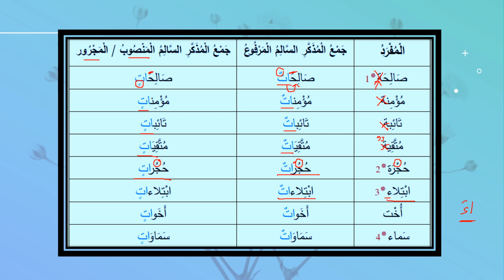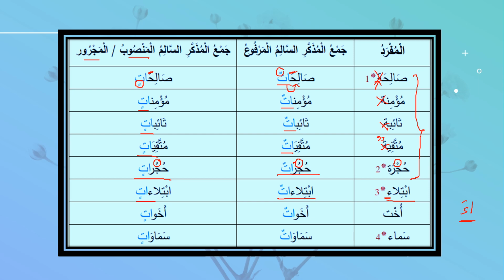So a lot of nouns in feminine don't carry ta marbuta. As you can see, all these nouns, what we did was having a ta marbuta at the end. But what happened when it has a hamza at the end? So the plural is ibtila'atun. So it's ibtila'atin in mansub and majroor.